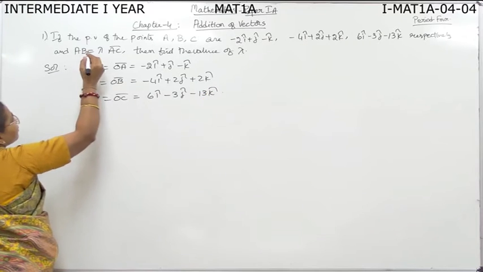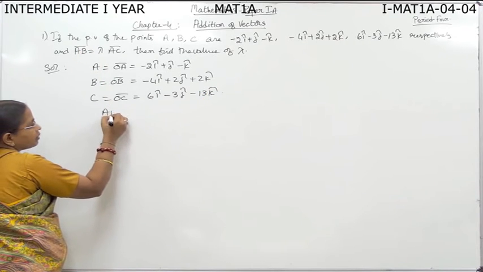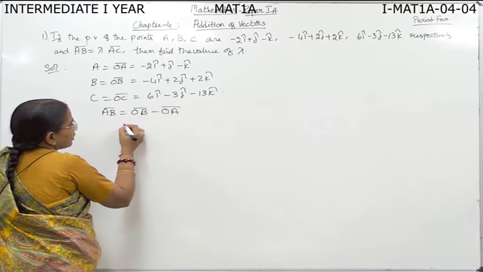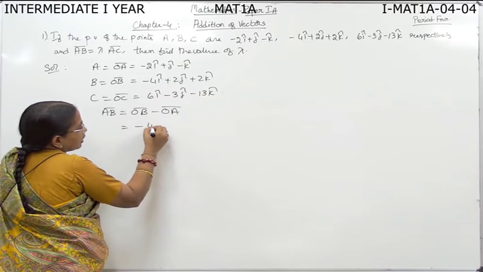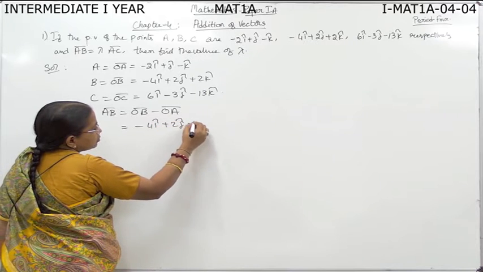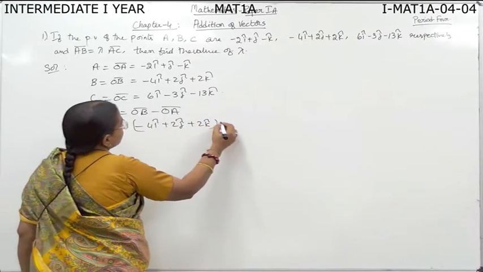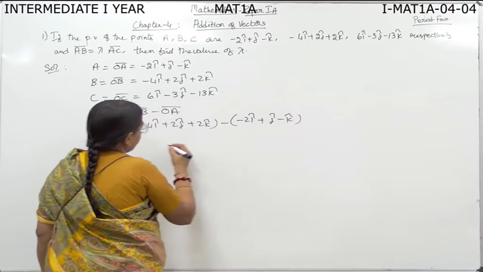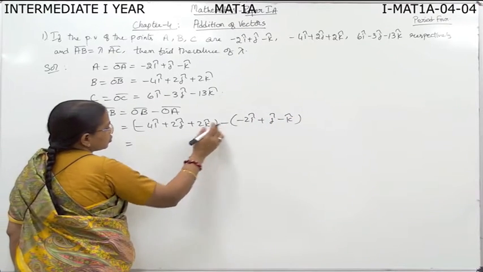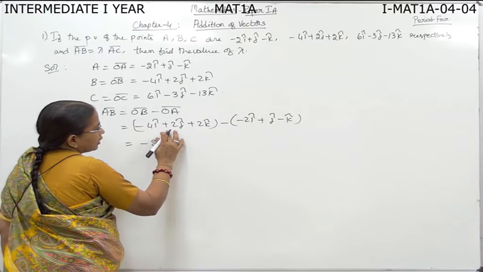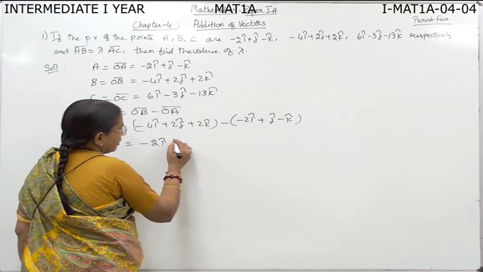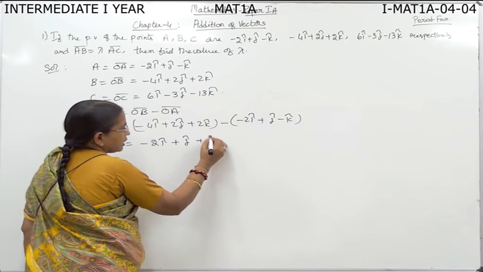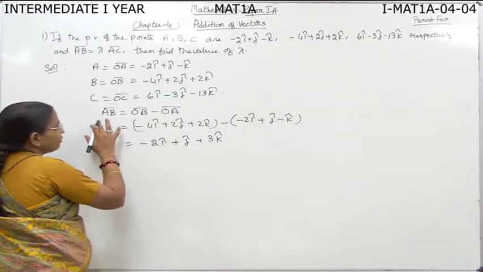Okay, now we'll find AB vector. What is AB vector? OB minus OA. OB is minus 4i plus 2j plus 2k, minus of minus 2i plus j minus k. So when you subtract, you will get minus 4 plus 2, so minus 2i, and then plus 2 minus 1, so plus 1j, and 2k plus k, so plus 3k. So this is the vector AB.